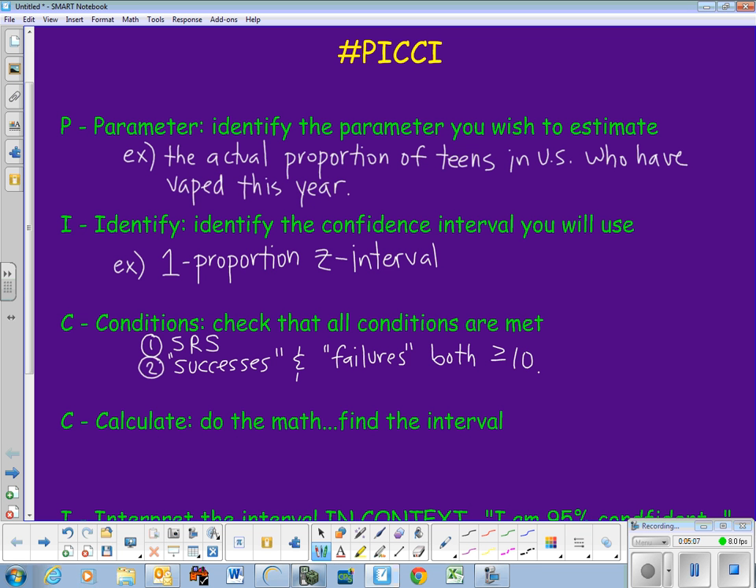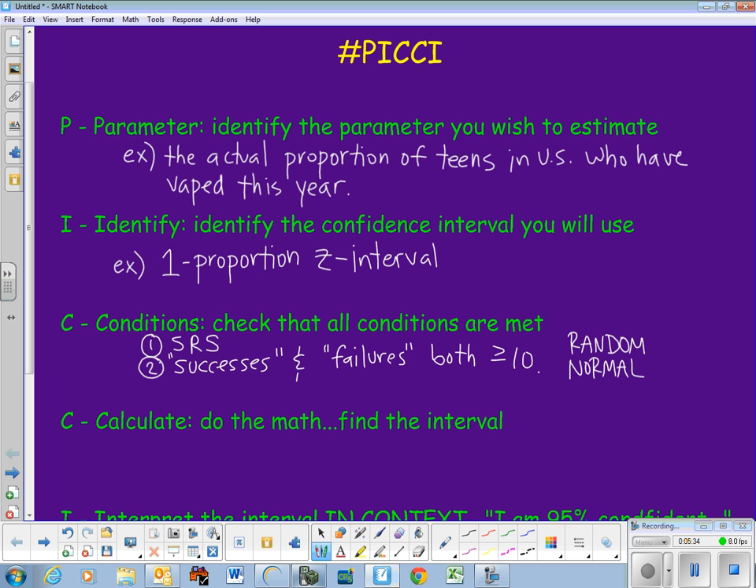And you just need to make sure that the people that said yes and the people said no, or whatever, it might not be a yes or no question for people. It might be, is this poker chip blue or not? The yeses and the nos have to be at least 10. That's our normal condition. So 1 was random, and that one's pretty self-explanatory. 2 is normal.